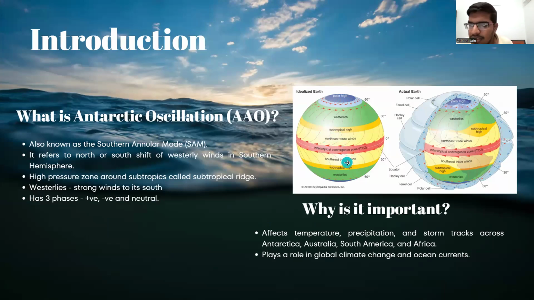In the Southern Hemisphere, there is a high pressure zone around the globe in the subtropics. This is called the subtropical ridge. On its southern side are the strong westerly winds like the roaring 40s and the furious 50s. Antarctic oscillations refer to the north or south shift of westerly winds in the southern hemisphere. This shift in winds can disrupt weather systems around the southern hemisphere, including those that bring rain to South Australia.